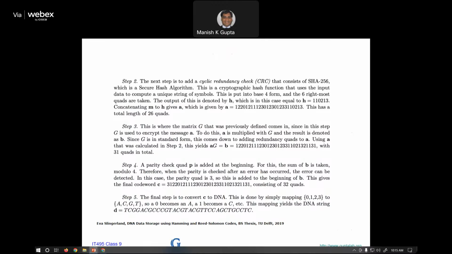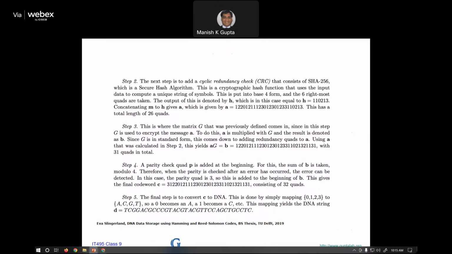SHA 256. By the way, if you have not done this, you can look at the SHA lecture on YouTube, on my channel. It is available. You can look at it, right? So they use a CRC that consists of SHA 256. This is the cryptographic hash function. Basically on that M, which is of 20 quads, you get H, the hash function, 110213.